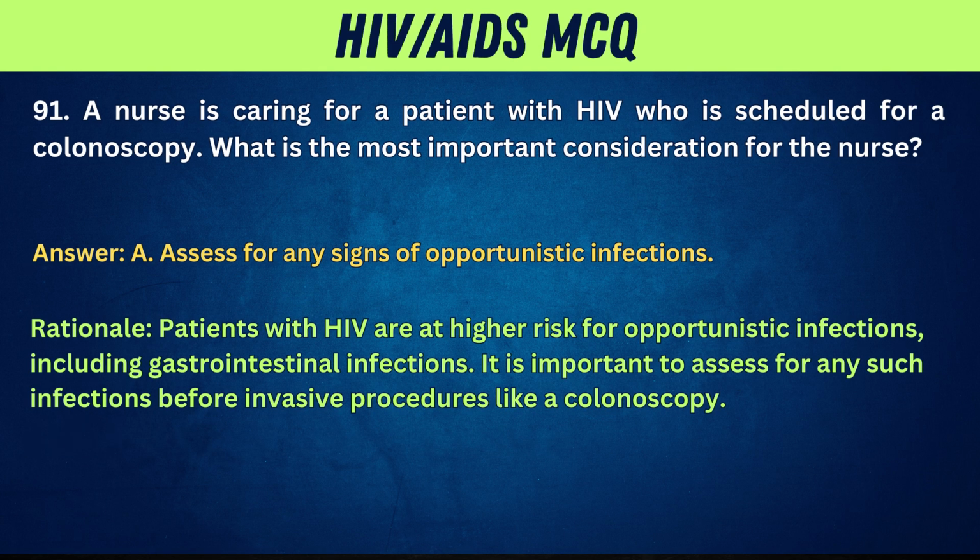Answer: A. Assess for any signs of opportunistic infections. Rationale: Patients with HIV are at higher risk for opportunistic infections, including gastrointestinal infections. It is important to assess for any such infections before invasive procedures like a colonoscopy.